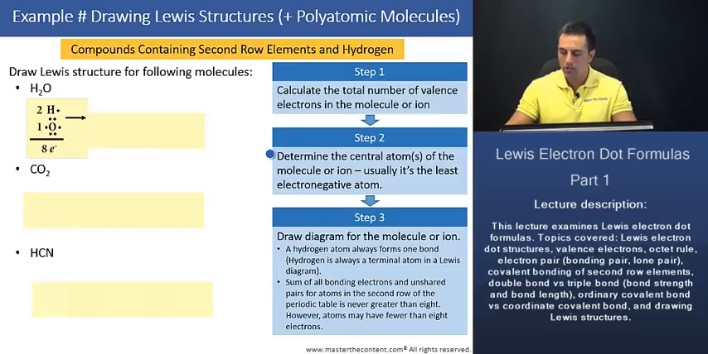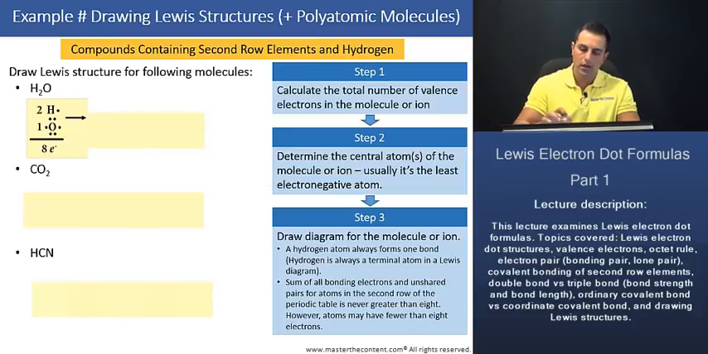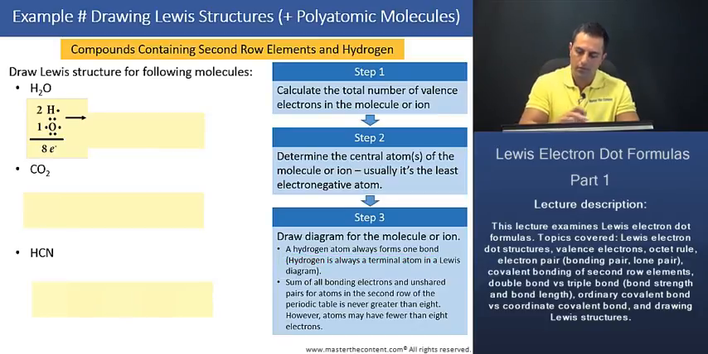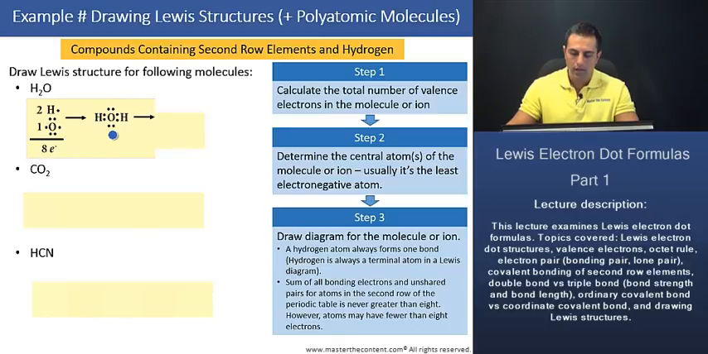For step two, we're going to need to determine the central atom of the molecule or ion, and it's usually the least electronegative atom. However, for our example, we also stated that hydrogen is always a terminal atom in a Lewis diagram, right? So we know that the oxygen is going to be the central atom in this example. The valence electrons, as we see here, are always organized into electron pairs. We know that the hydrogen always forms one bond, right? But besides the hydrogen, we're going to set up the octet configuration for the oxygen. The oxygen forms two bonds, one here and one here, to get that octet configuration.